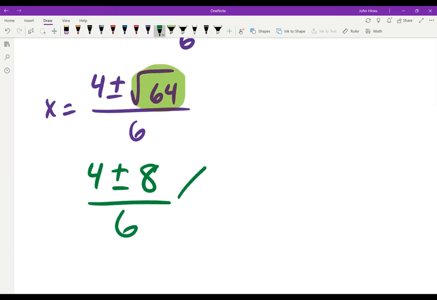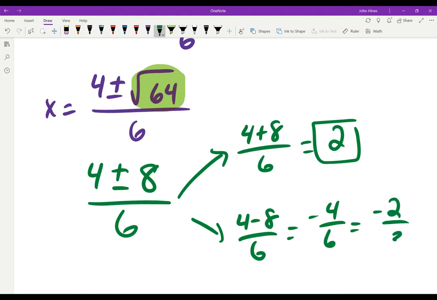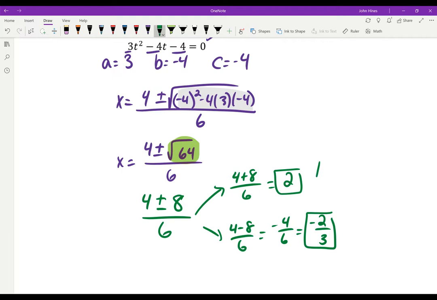Well, wait, I can do that. 4 plus 8 divided by 6. 12 divided by 6 is 2. 2 is an answer. Or I could have done 4 minus 8 over 6, which is -4 sixths, which is -2/3, is my answer. So what this tells me is I have rational number answers.